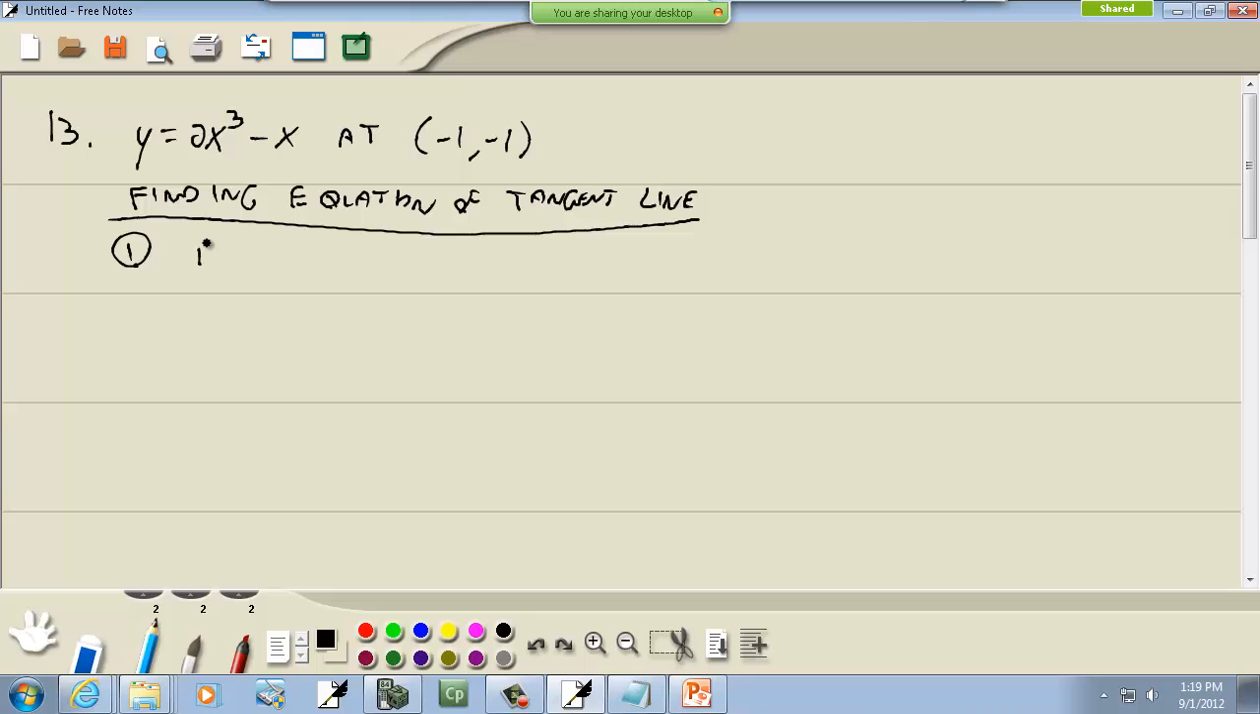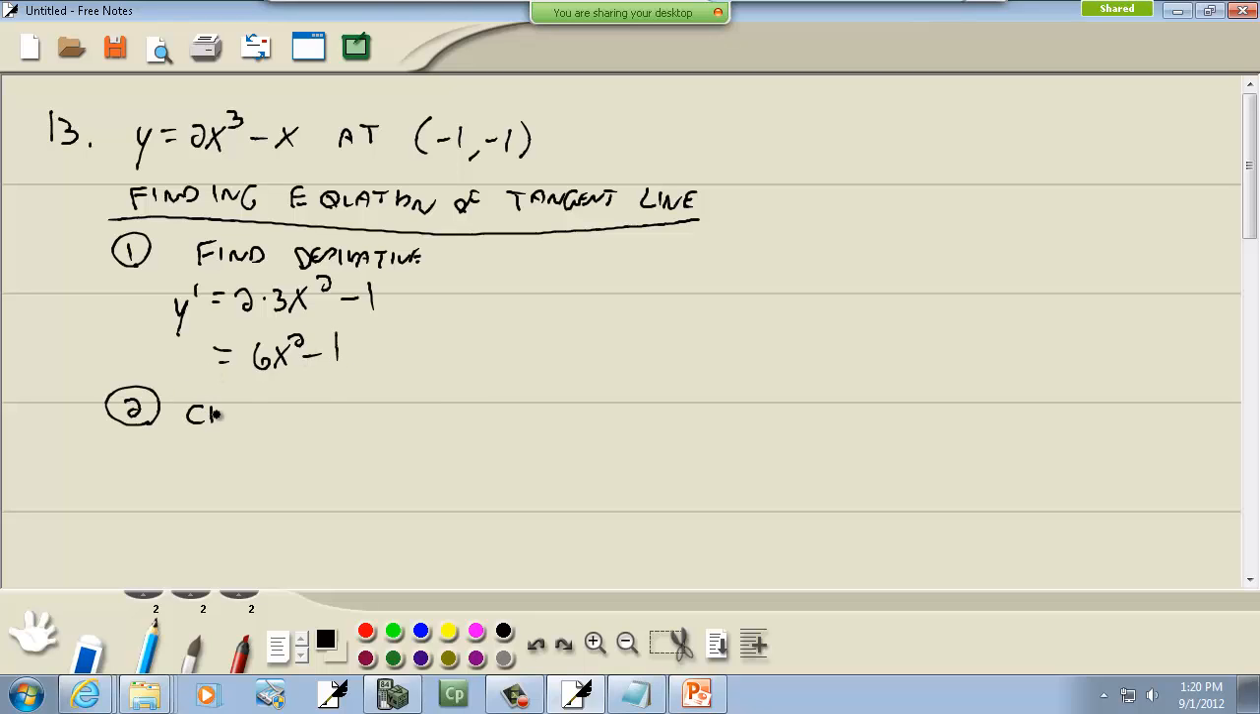Okay, step 1. Find a derivative. Well, take power, put it out in front, lower it by 1. Now the negative x is like negative 1x, so the derivative of it would become negative 1. So that gives us 6x squared minus 1.